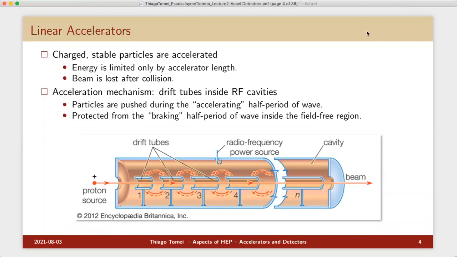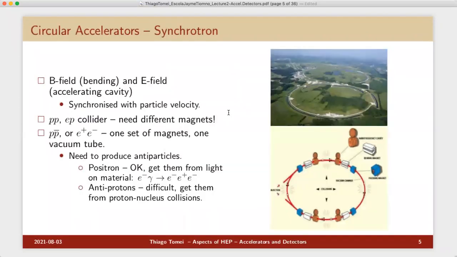Here, let me quickly tell you about circular accelerators. Again, there are many different kinds of circular accelerators: the cyclotron, the synchrocyclotron, and what exists these days, which are essentially synchrotrons. All circular accelerators nowadays are synchrotrons.